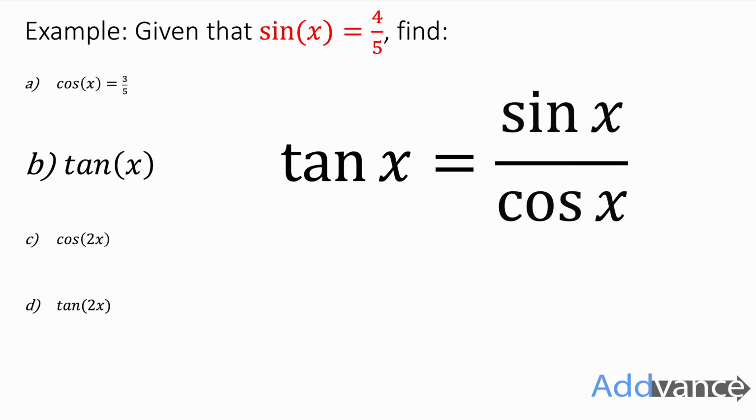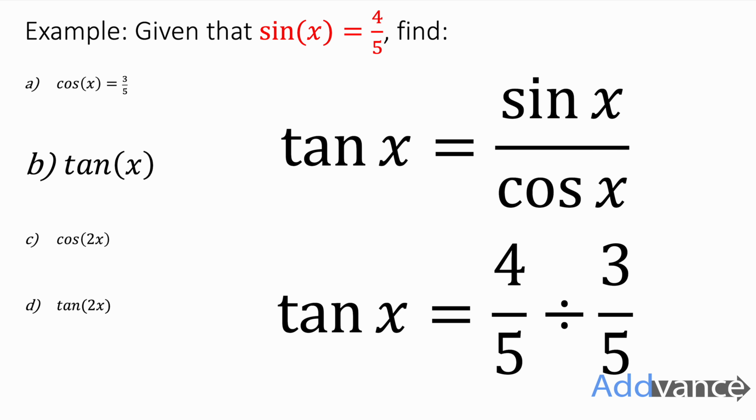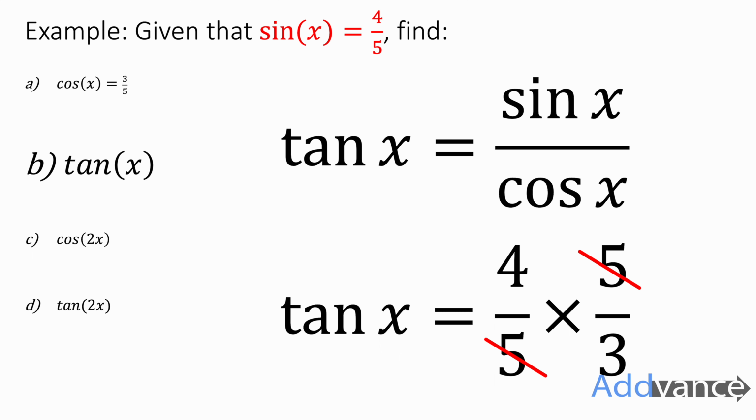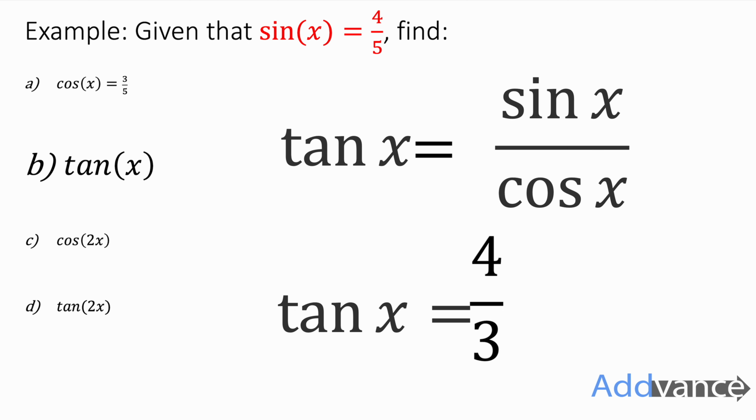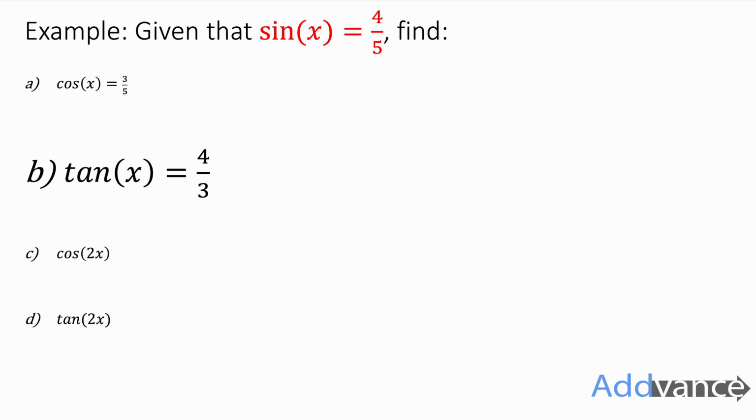So sine of x divided by cos of x is 4/5 divided by 3/5. I'm going to keep, change, flip. We get this, the 5 and the 5 cancel, and we've got tan of x is 4/3. And that is the answer.